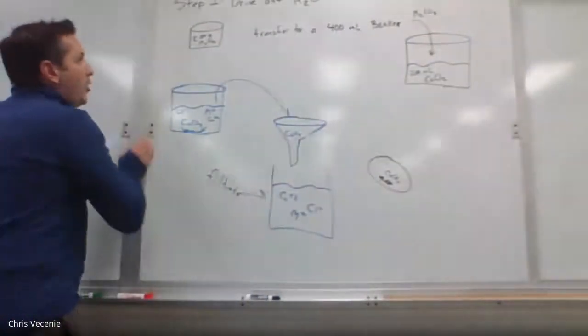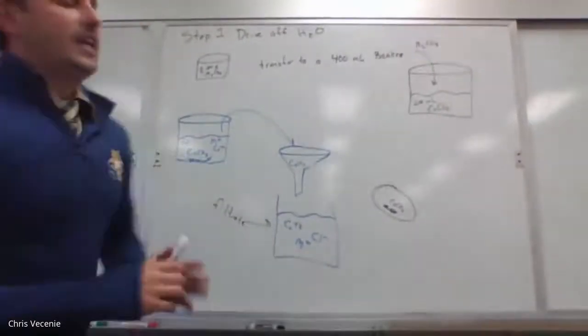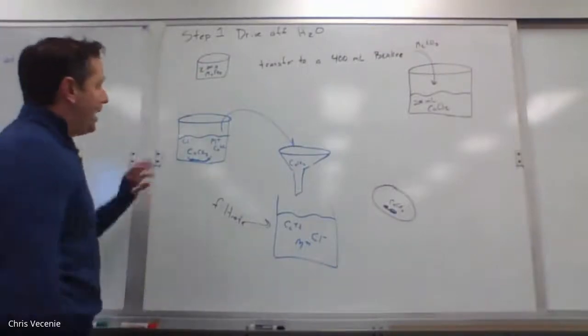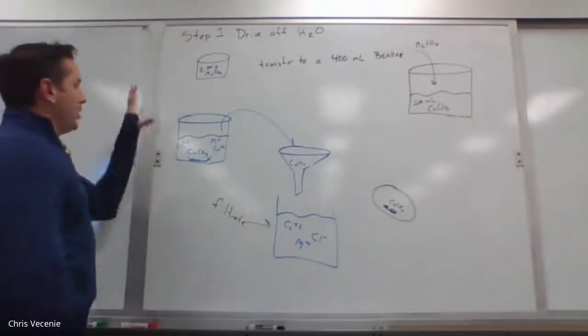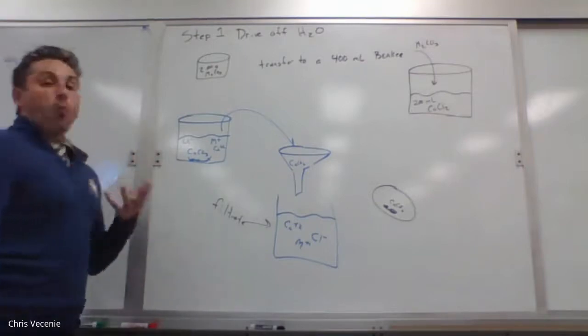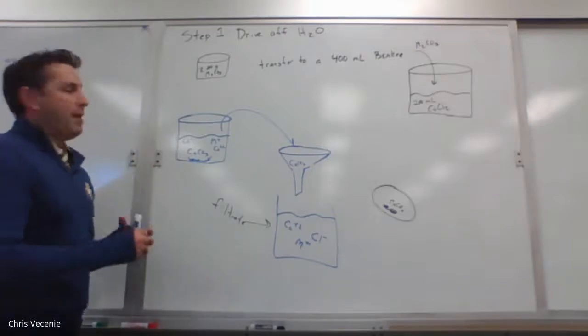All right, we're going to go back into the lab. All right, and step 1 says drive off H2O. So I'm going to take roughly 2 grams of my metal carbonate and put it in a balance. Because it's ionic, very often there's waters attached to it. So we need to make sure it is truly, in fact, just the metal carbonate.